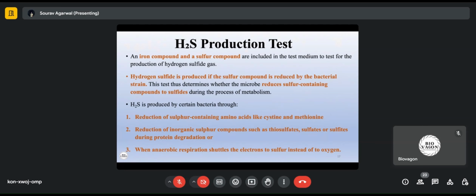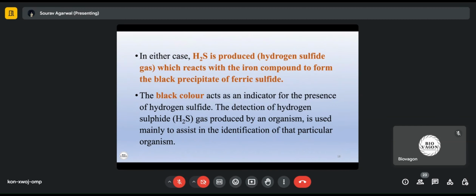when anaerobic respiration shuttles electrons to sulfur instead of oxygen, which means that anaerobic organisms use sulfur as their terminal electron acceptor, unlike aerobic organisms which use oxygen as their terminal electron acceptor at the end of the electron transport chain. Okay. As a result, sulfur acts as an electron acceptor in the place of oxygen, resulting in the production of H2S gas. Okay.